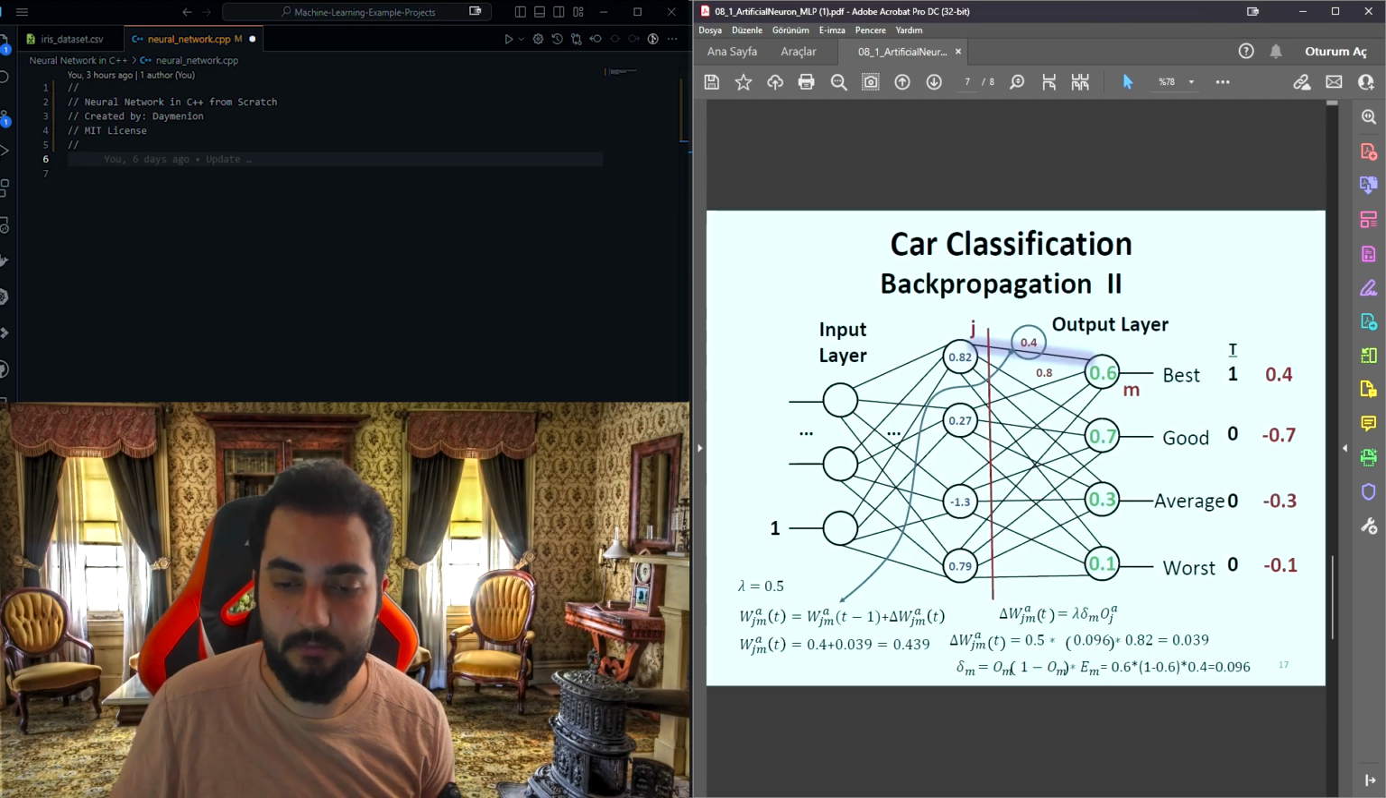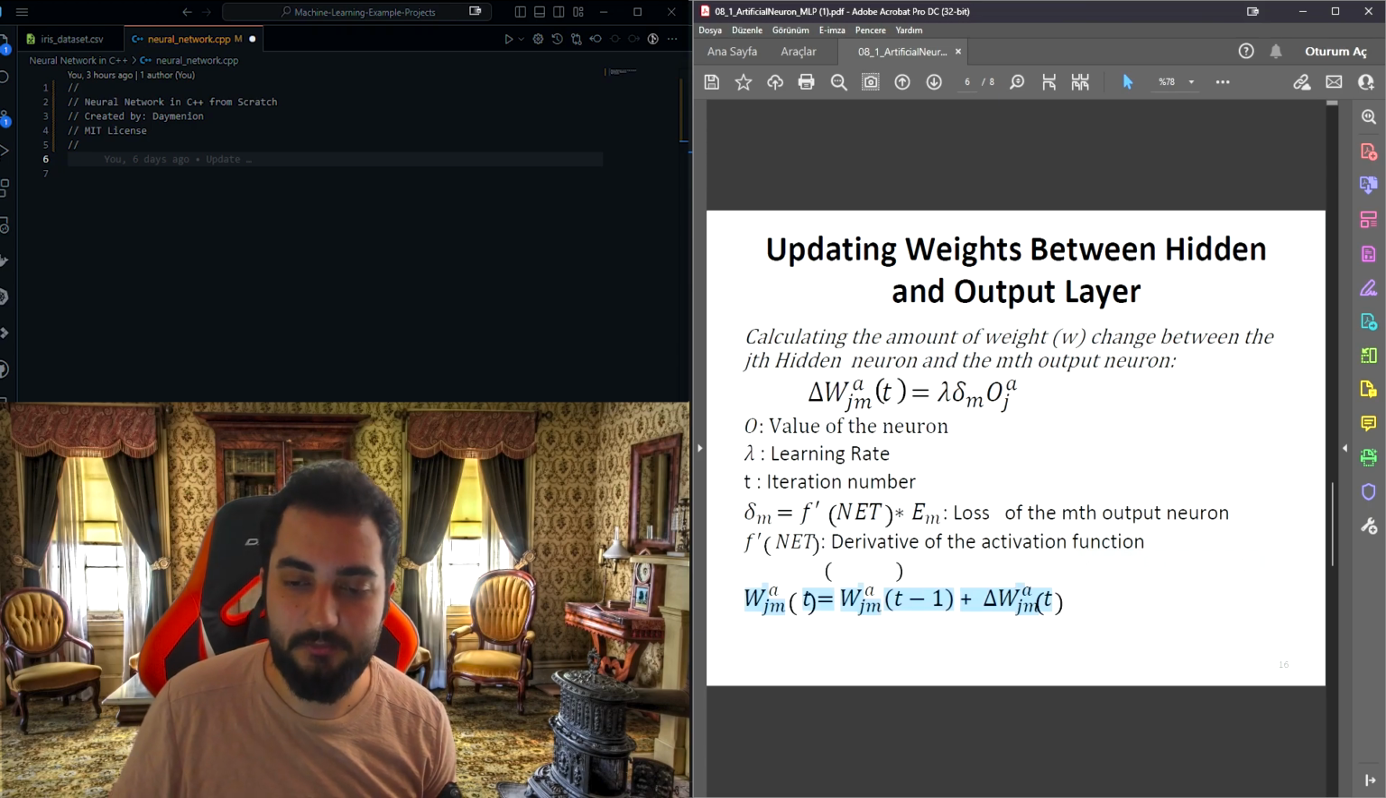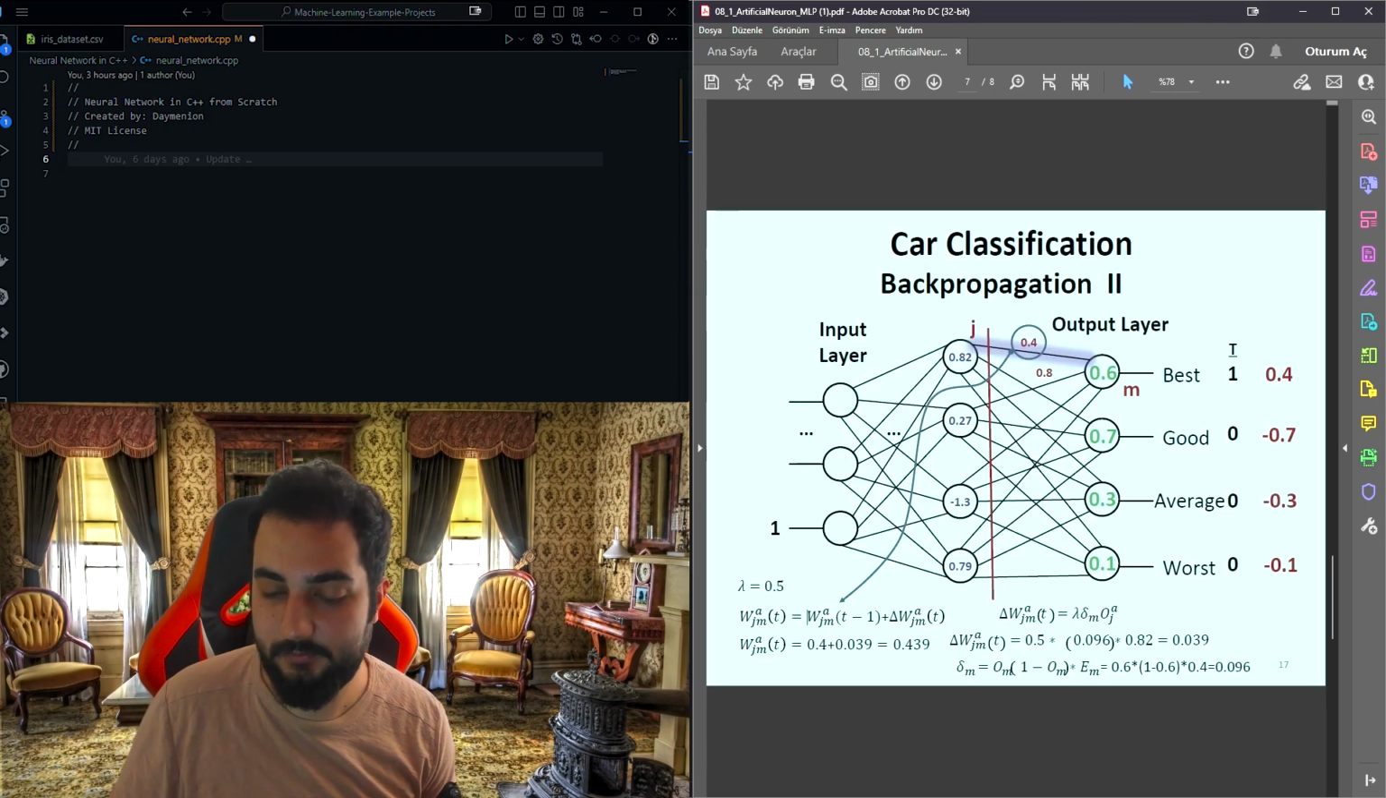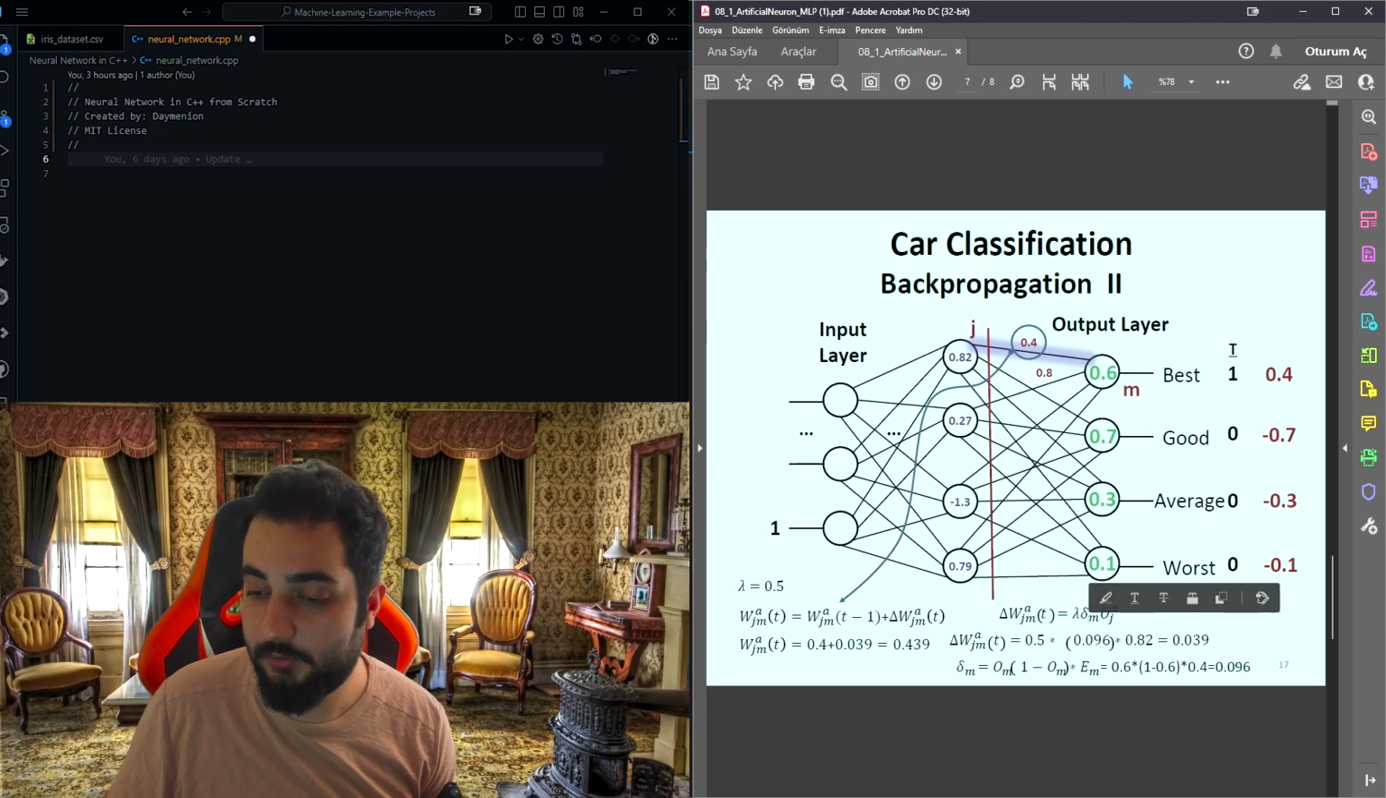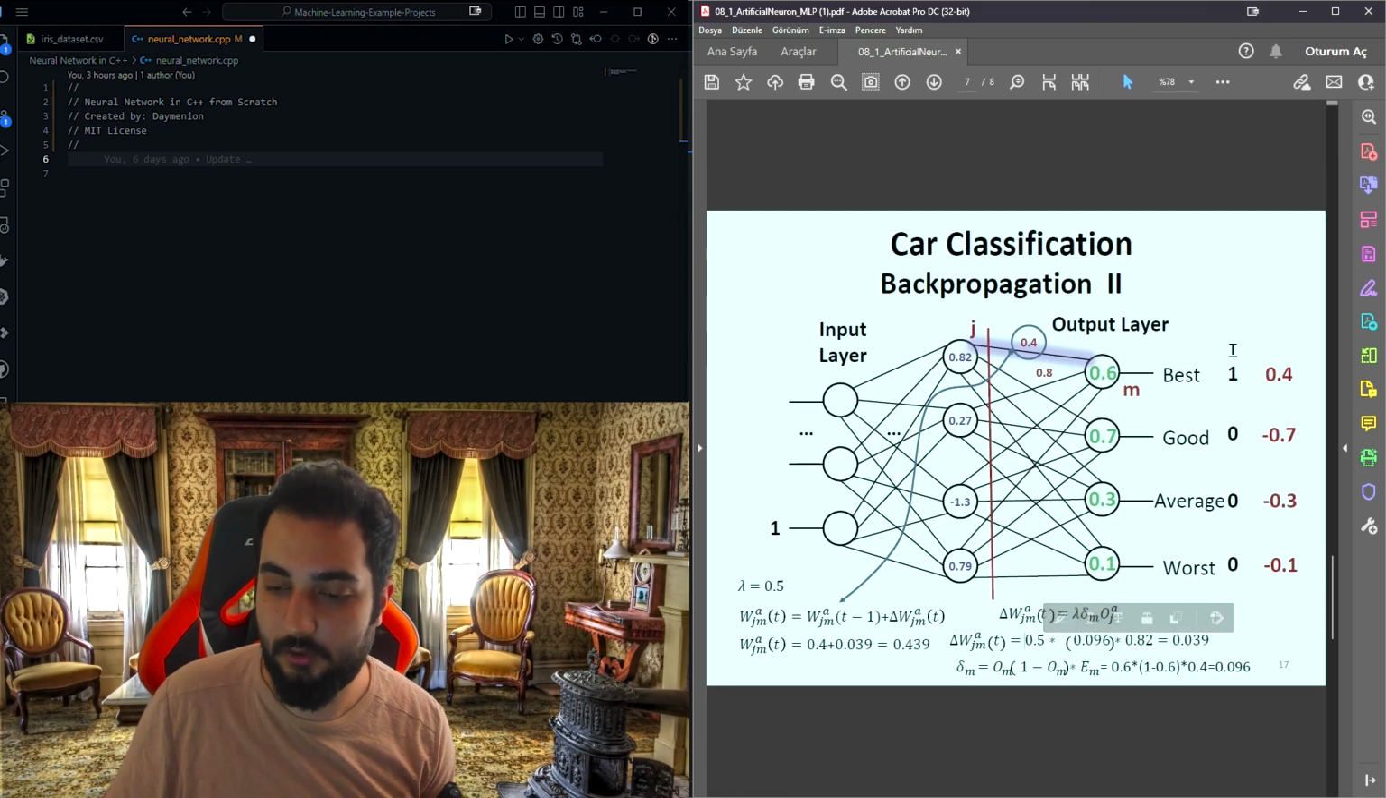So let's see the example. I set the learning rate to 0.5, and I write the equation: the weight at iteration t which we calculate, where the current weight is 0.4, and I should find the changing amount. How should I find the changing amount? Learning rate multiplied by loss of the neuron multiplied by current value of the neuron. So the changing amount has 0.5 as the learning rate, and I'm trying to get the loss of the output neuron.